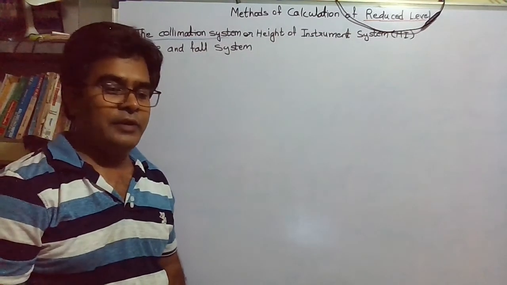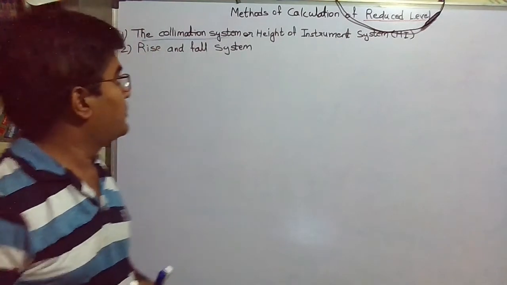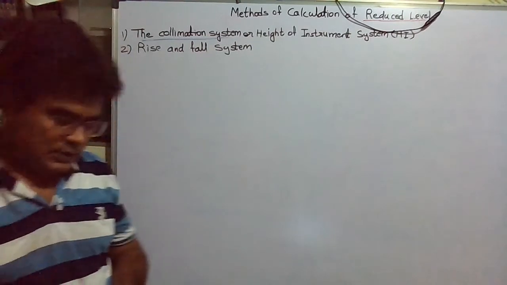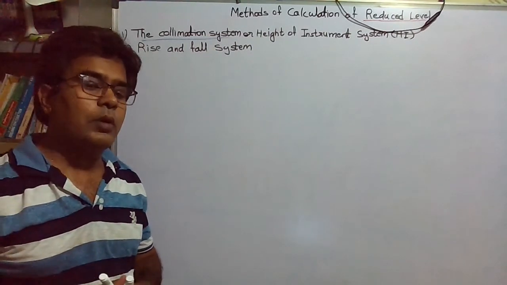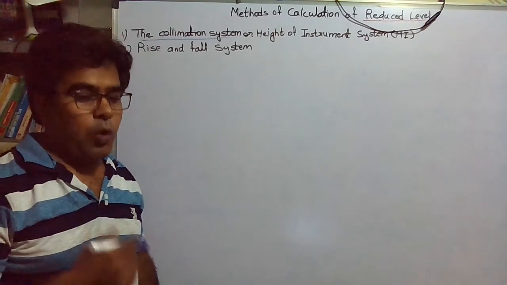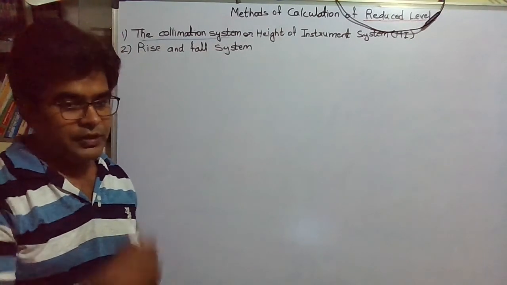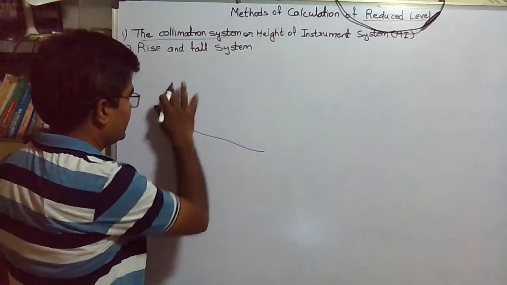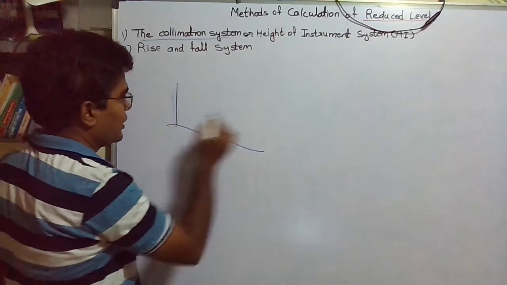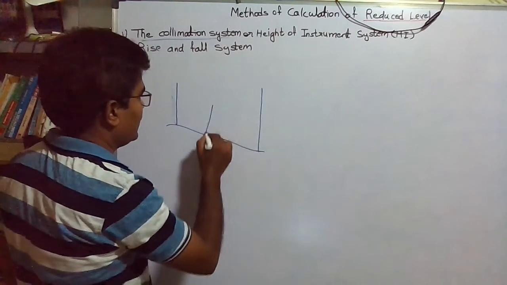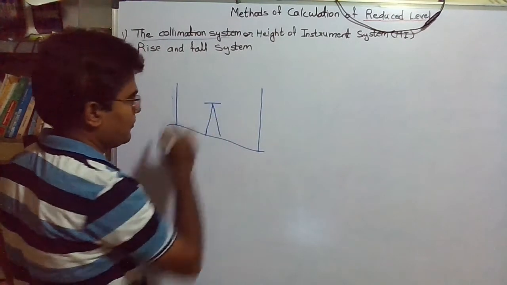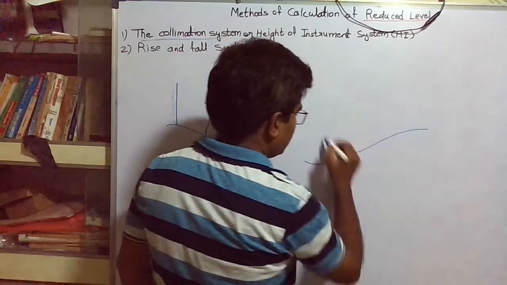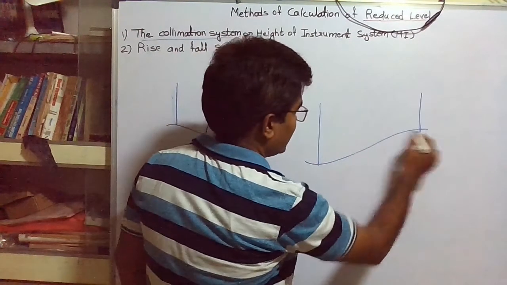Now the next method is the rise and fall method. The name itself suggests how this method works. This method is simple. In this method we have to compare the forward reading with the preceding reading. Suppose there are two staff readings, here one staff reading and here another staff reading, and there is a level. And another case: here is one staff reading, here is another staff reading, and there is a level.